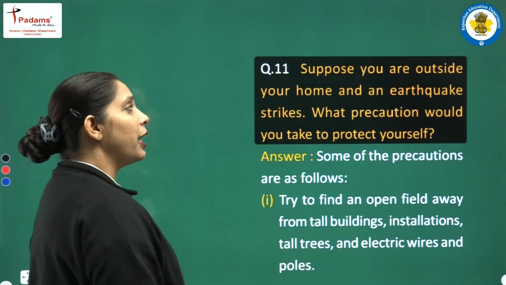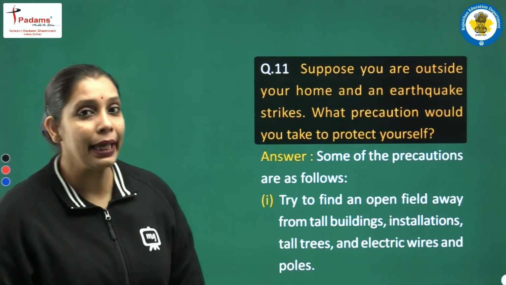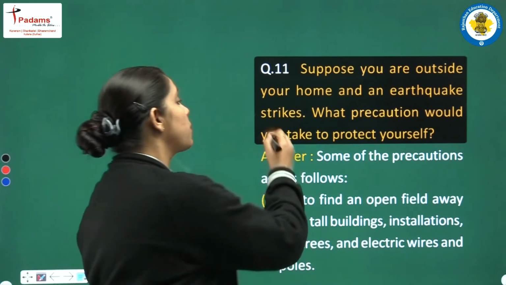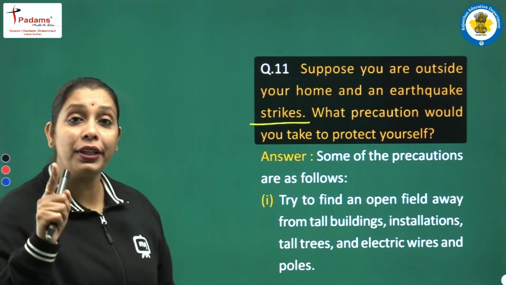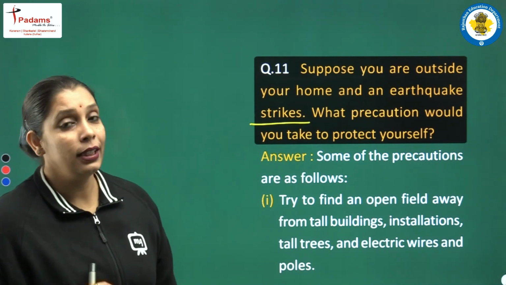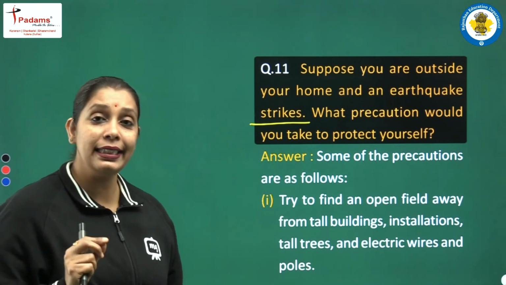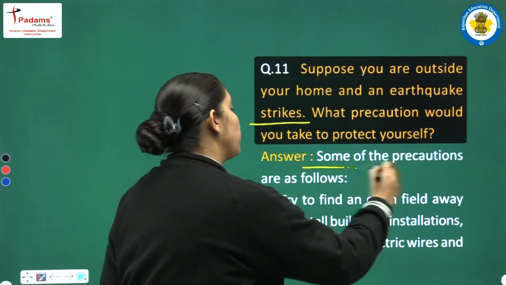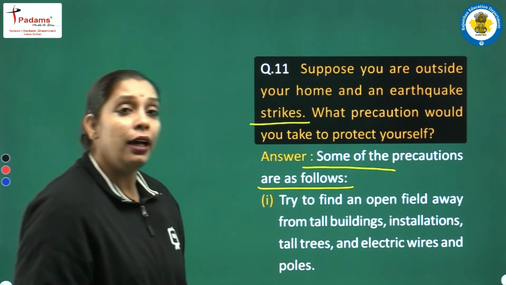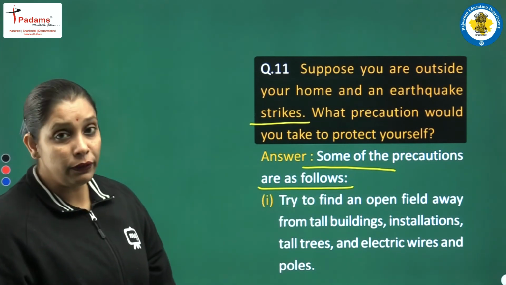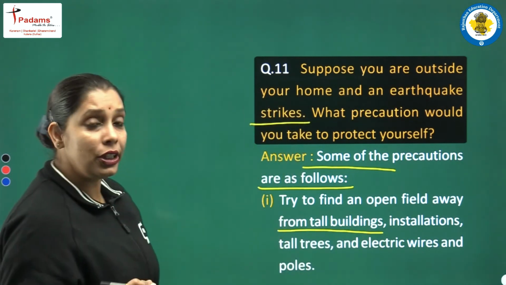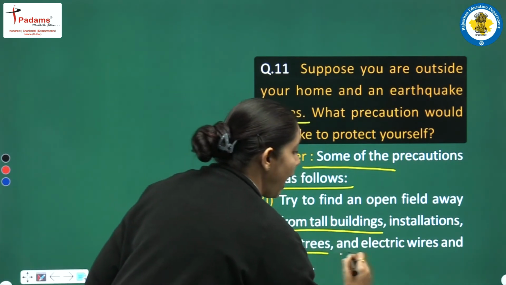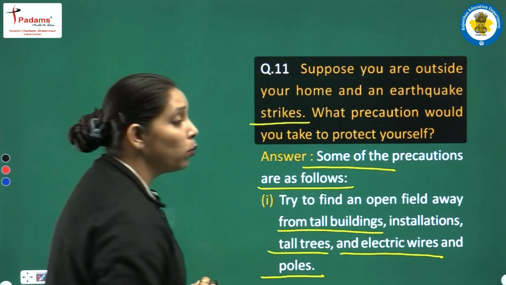Suppose you are outside your home and an earthquake strikes. What precaution would you take to protect yourself? Again, this is very easy. Okay, so some of the precautions are as follows. Try to find an open field away from tall buildings, installations, tall trees and electric wires and poles.